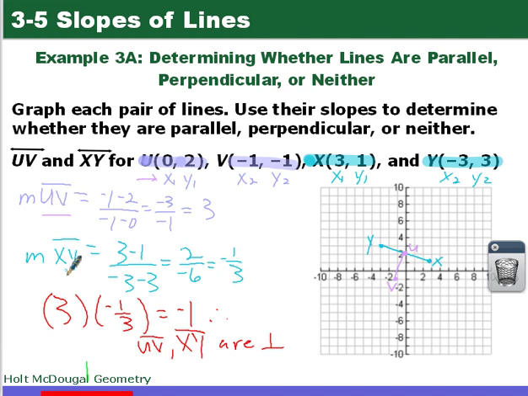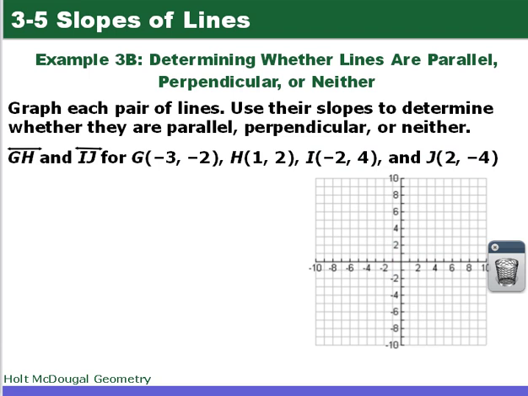For XY, I have my x1, y1, x2, y2. That's going to give me 3 minus 1 over -3 minus 3, which gives me 2 over -6. That just means the fraction as a whole is negative, which reduces to -1/3. So what does that tell us about the two lines? Well, I multiplied the slopes. 3 is the slope of the first line, -1/3 is the slope of the second. When I multiply them together, I get -1. Therefore, UV and XY have to be perpendicular.